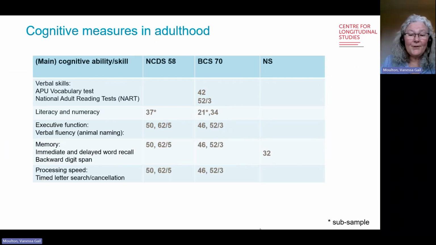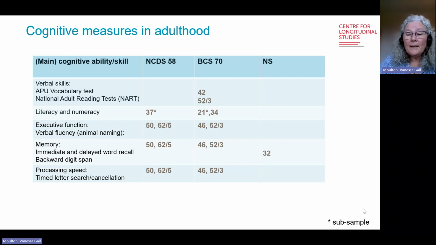In adulthood, we have literacy and numeracy skill tests, and from midlife, measures of verbal skills in the BCS 70. Also in the new BCS 70 data, we'll have the National Adult Reading Test, which is a method used in clinical settings for estimating pre-morbid intelligence levels.